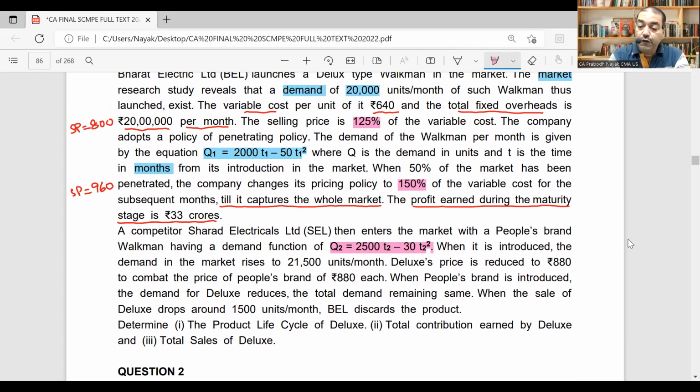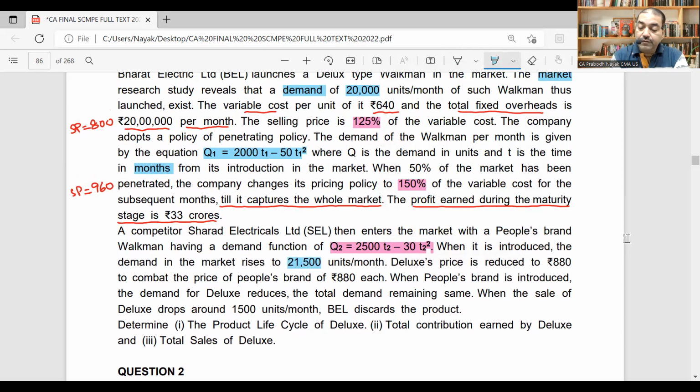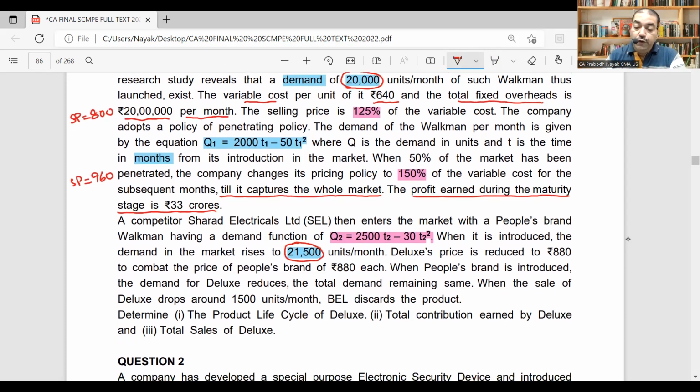So original demand was 20,000. Now it is going to be 21,500. Okay. So this is 20,000 here. This is 21,500. After the competitor enters the market, Deluxe's price is reduced to 880. You can see this new selling price. We are not concerned with the competitor. We are concerned with ourselves, with our company. So our selling price is going to be 880.